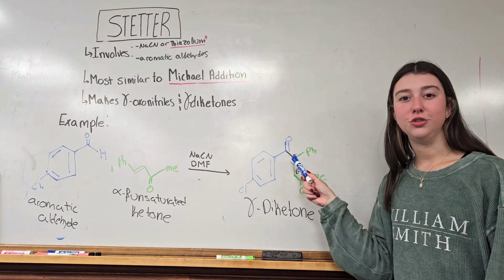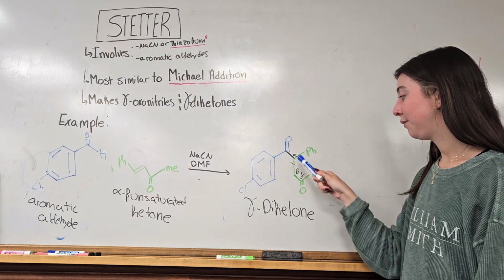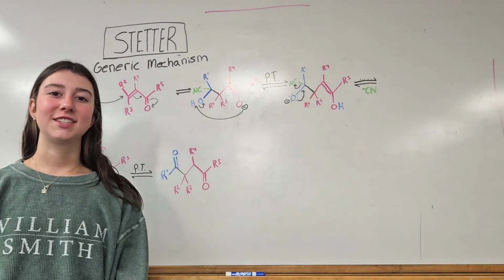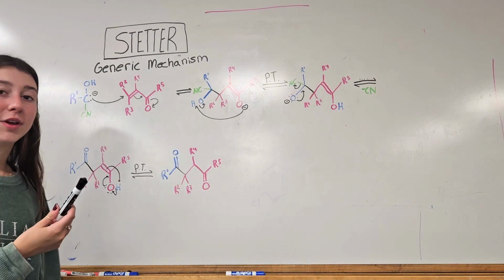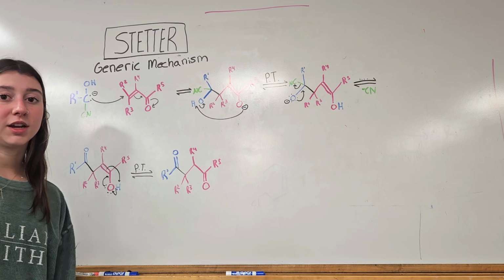Here I've highlighted a new bond forming between carbons in black, and I've also labeled your alpha, beta, gamma carbons to highlight the gamma diketone that is formed. Now I will be walking us through a generic Stetter mechanism. For ease of following, I have color-coded the mechanism for us, and all arrows indicating movement of electrons are in black.